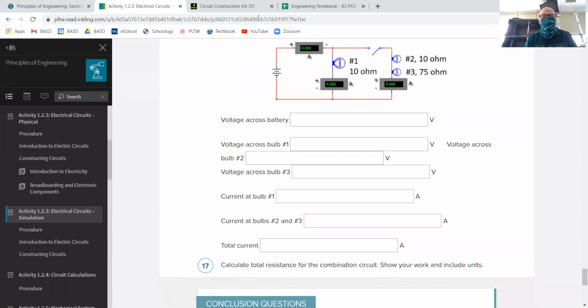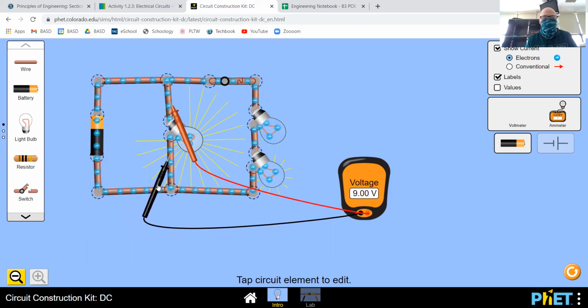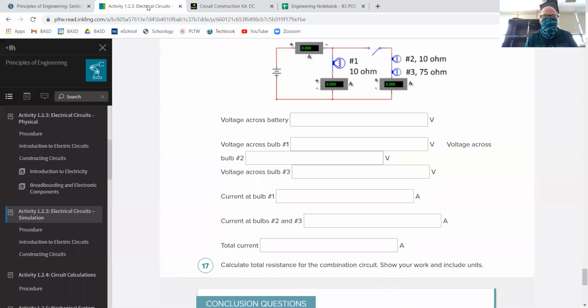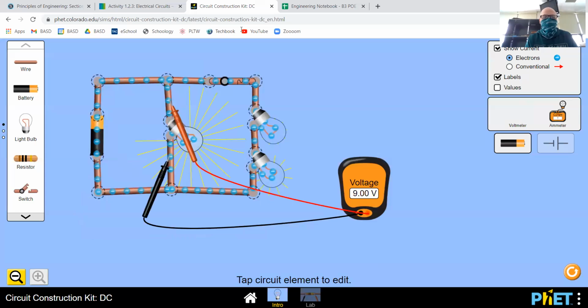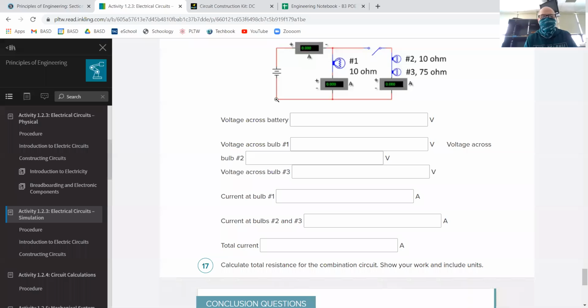The voltage across bulb number 1, well, this one is bulb number 1, so I put the probe in front of and behind. That's what across means. Looks like it's also 9. Voltage across bulb number 1 is 9 volts. Bulb number 2, which I think is this one, so I go in front of and behind that bulb, I get 1.06. Interesting. I had a 9-volt battery, 9 volts going through this light bulb, and it looks like I got 1.0 volts going through that light bulb number 2.